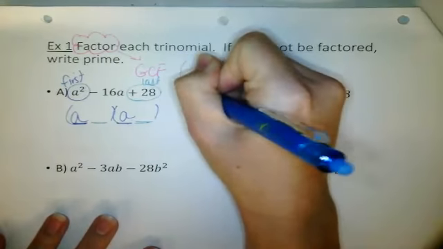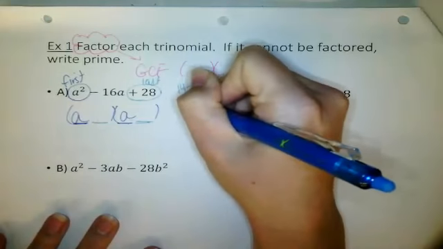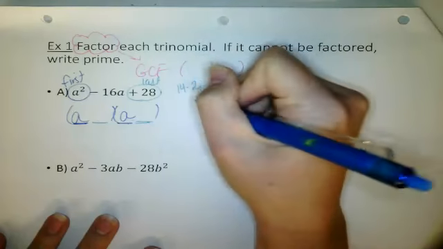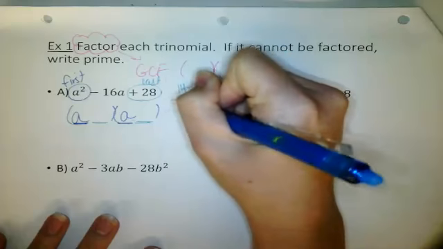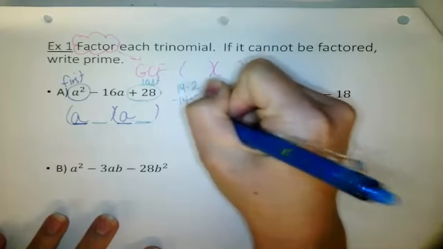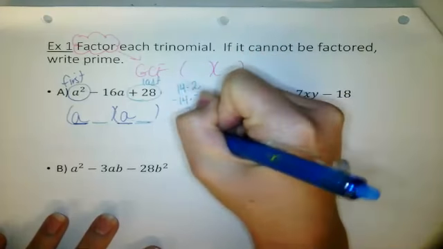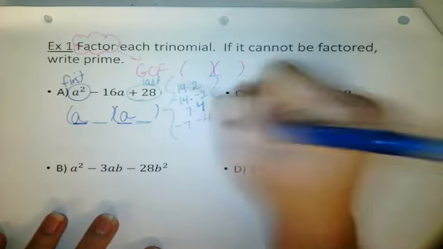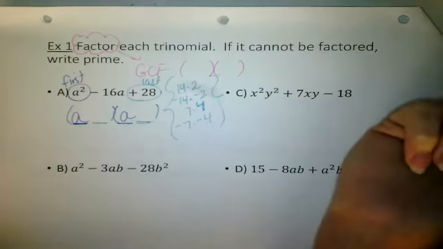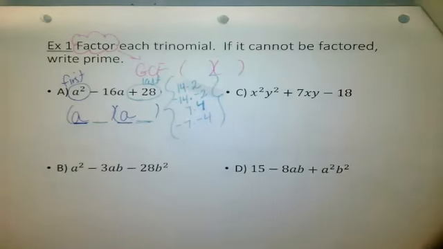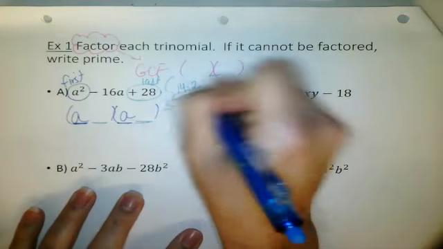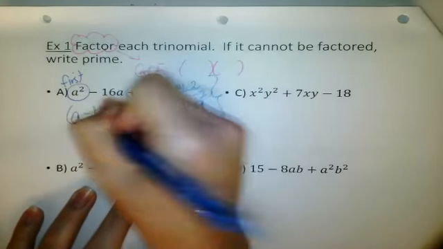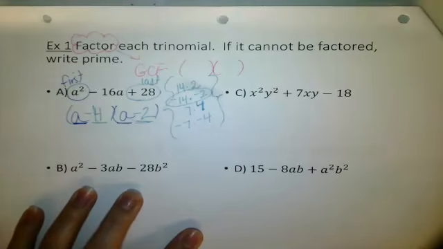Positive 14 and positive 2, or 7 and 4, or negative 14 times negative 2, or negative 7 times negative 4. We're generating a list of possibilities here. Also 28 and 1, and negative 28 and negative 1. So which one do you want to use? Negative 14 and negative 2. Good. And how do we know if we did it right?